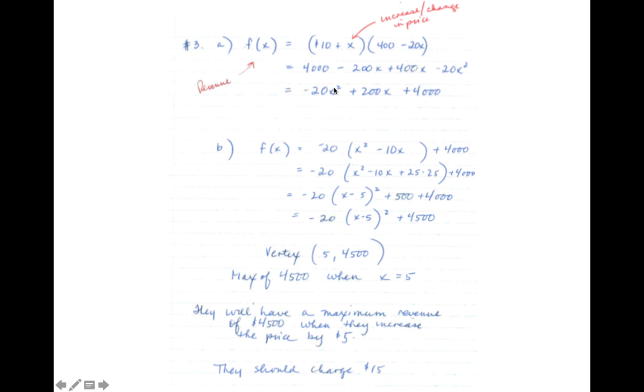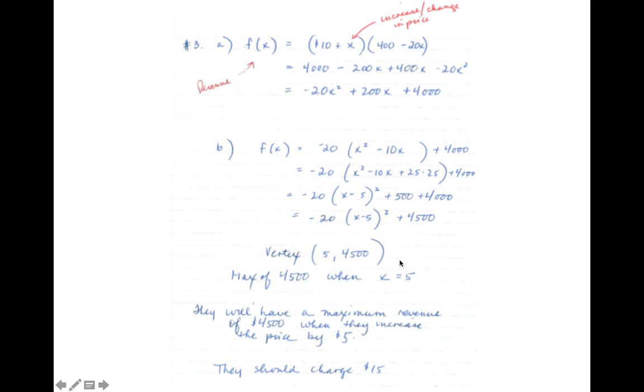Well, sure enough, if you think about this quadratic, it opens down, so its vertex is a maximum. So I'm going to go ahead and actually use my method of completing the square to find my vertex. So I pull out the negative 20. I find the number that completes the square. I throw out the negative, and then I clean things up. So I find my vertex is 5 and 4,500.